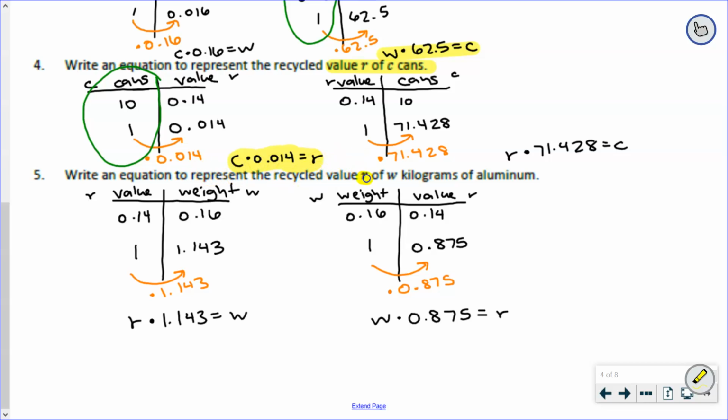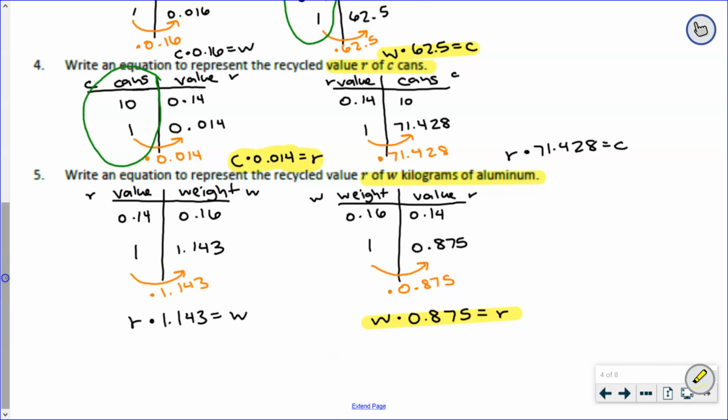Represent the recycled value R of W kilograms of aluminum. Which is the equation? Raise your hand if you think it is this equation that it was asking for. Raise your hand if you think it is this equation that it was asking for. Yeah, you guys got it right. We're given the weight, or we know the weight, so we want to find the value of those aluminum cans.